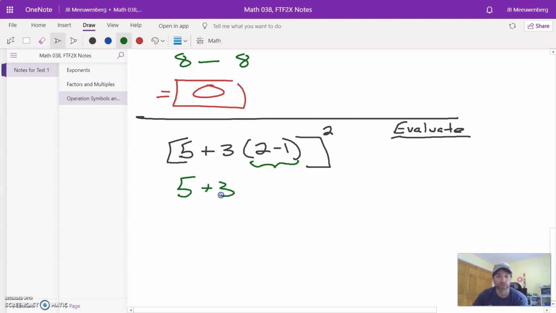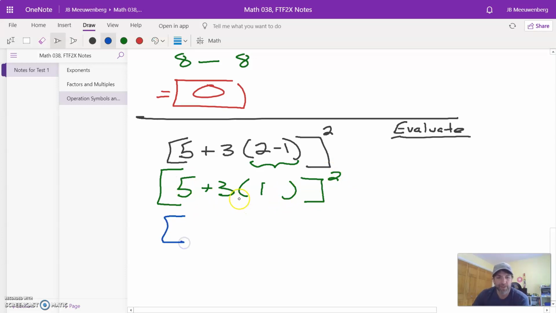5 plus 3, bracket, bracket, exponent. I'm not touching any of that stuff. I'm only doing what's inside this parentheses. 2 minus 1 is 1. Step 1, done. Now we keep working inside the bracket. We have to keep working inside the bracket until we have a single number. We can't do anything with this exponent until we've done the whole bracket.